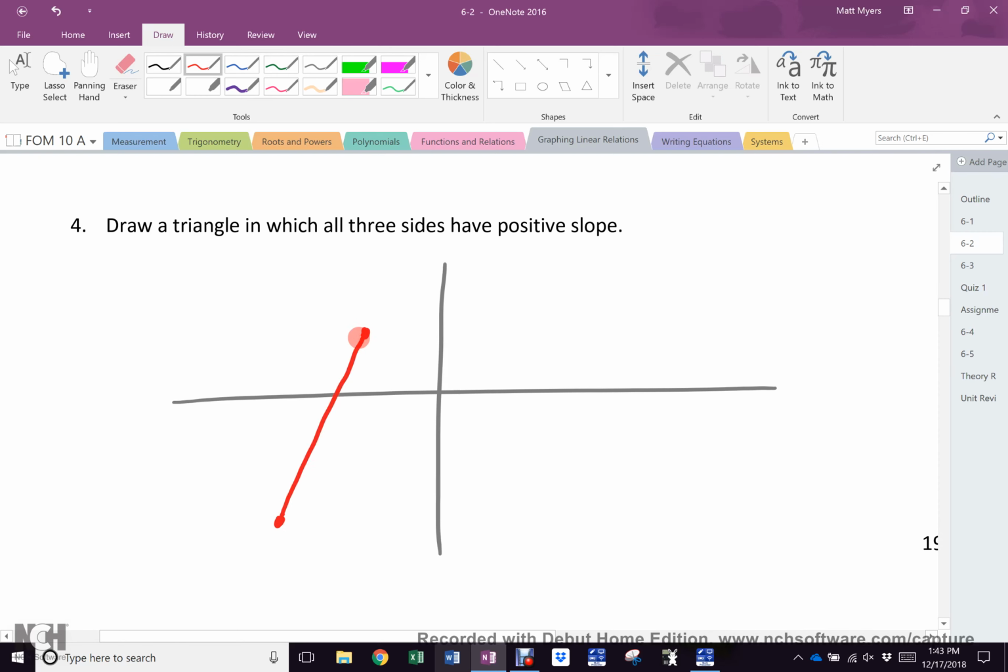Now I need a second line, don't I? That still has to be positive. So I'm going to start here. Where do I need to go? Up and right. Is that still positive? Now let's check the third point. Here to here. Is that up and right? So is it positive? Easy peasy lemon squeezy, yeah?